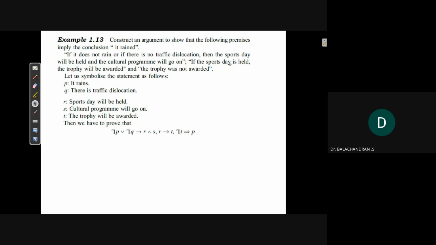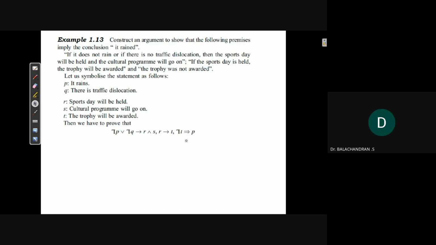If the sports day is held, that means R, then the trophy will be awarded. R implies T. Okay, next, the trophy was not awarded. That is negation T. That is the third premise. Conclusion is what? It rained. That is P. Actually, a similar type of problem had, I think, not rain as the conclusion.